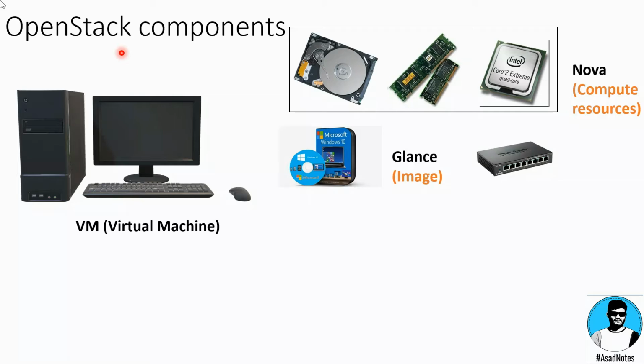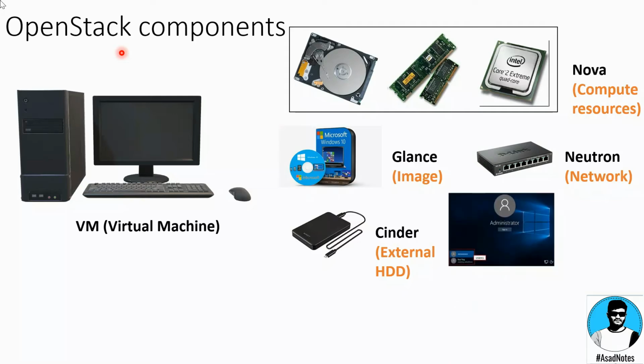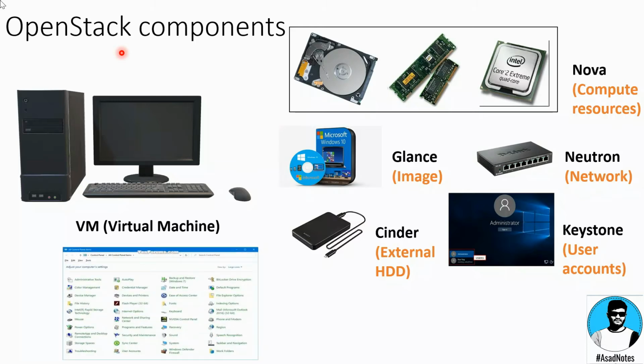Then we need to connect this machine to the network, and the network component is called Neutron. We may also need an external hard disk for more storage space, and that is called Cinder in OpenStack. We also need users and accounting management, that is called Keystone in OpenStack. At last, we need a control panel to manage all these resources. So that is called the Horizon Dashboard in OpenStack.